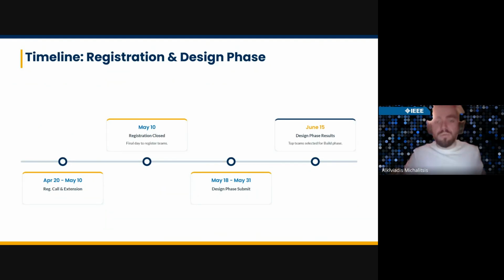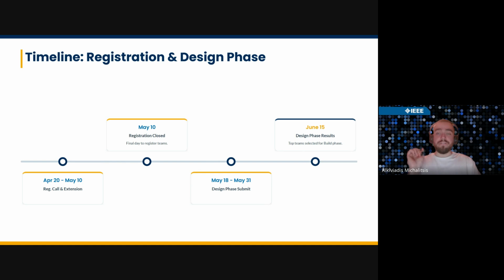Some basic stuff before we go to the questions that you want to ask me, and I want to reply to you. So for the registration and the design phase of our contest, the registrations began on the 20th of April, and with a small extension, they closed on the 10th of May. From the 18th of May, which is yesterday, up to the 31st of May, you can submit your design phase submission packages on the respective submission form that I sent you the previous day. Of course, if needed, we can send it to you again. No problem. We will remind you in the coming weeks.